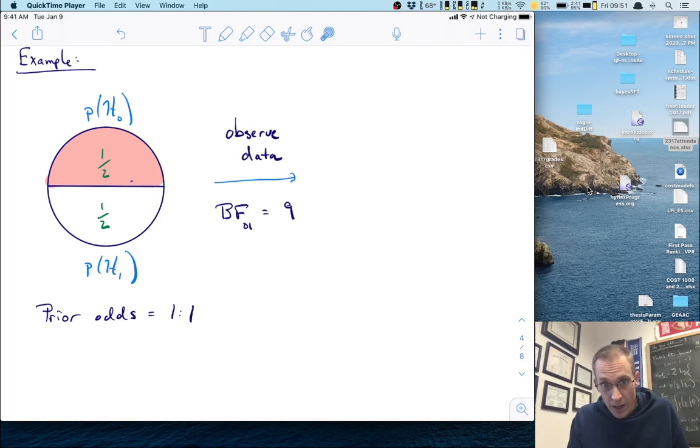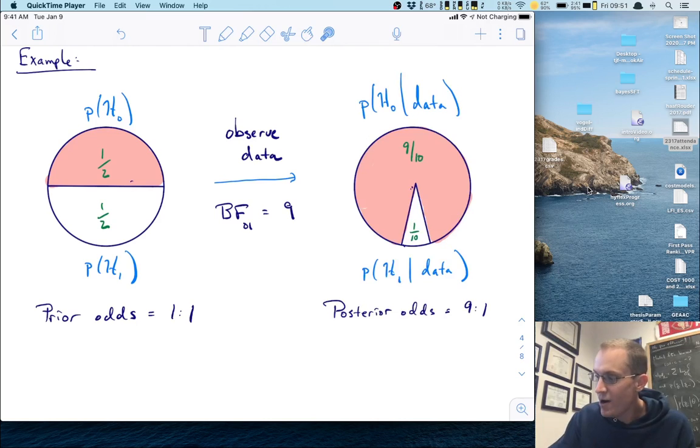Now, we observe the data, and then again, suppose we got a BF01 of 9. So what does that do? Well, this notion of updating my prior odds says I'm going to change my odds from 1-to-1 to 9-to-1. I'm just going to simply multiply by 9, and that would look like this. That would mean that now 9/10 of that circle is shaded in favor of H0, whereas only 1/10 of the circle remains for H1. We call these posterior odds. This word posterior means after seeing the data. So a lot of Bayesian inference is all about the change from prior to posterior. The Bayes factor, this 9 that we're seeing, is the multiplying factor, or the updating factor, from these prior odds to these posterior odds. Okay, so that's what we mean by that.